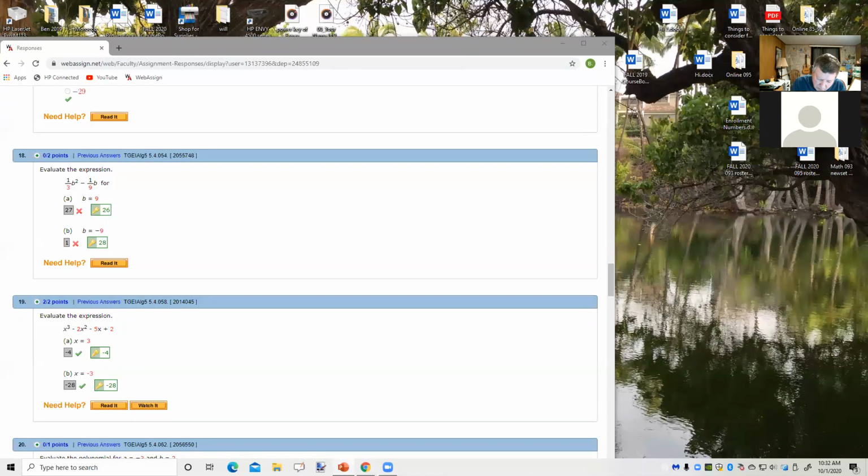Well, 81 over 3 reduces down to 27. And 9 over 9 reduces down, so you've got 27 minus 1, which is 26. So be careful here. This does not turn into a 0. That turns into a 1. So then we get 26. All right? Let's take a look at part B, b is equal to -9. So now we've got 1/3 times -9 squared minus 1/9 times -9.